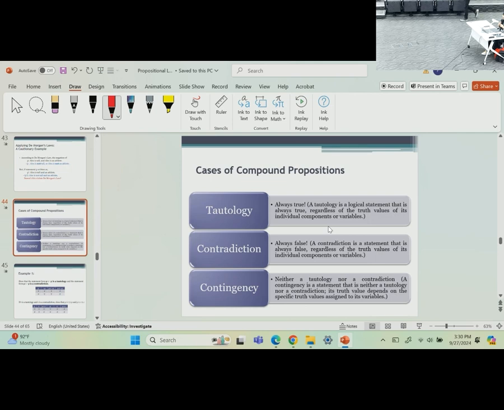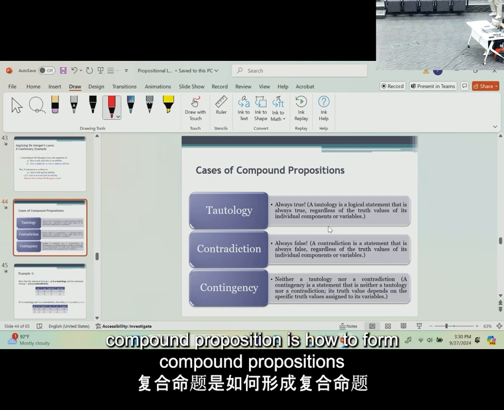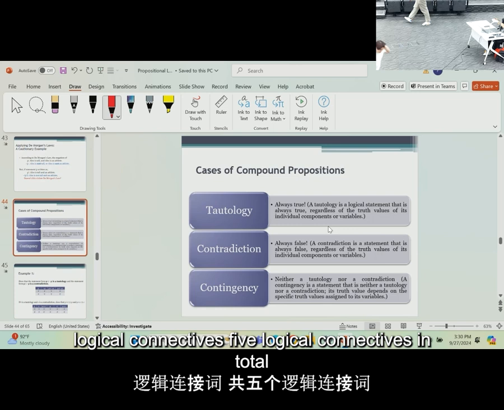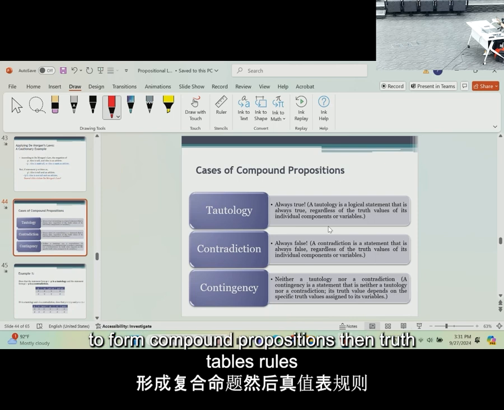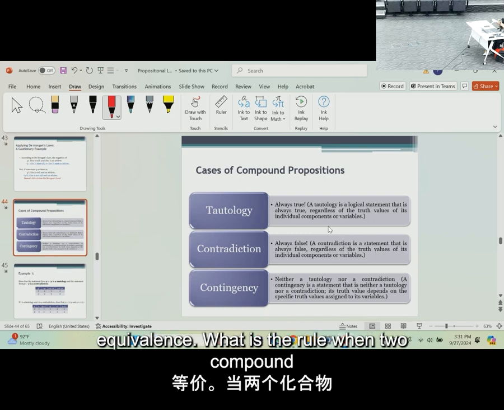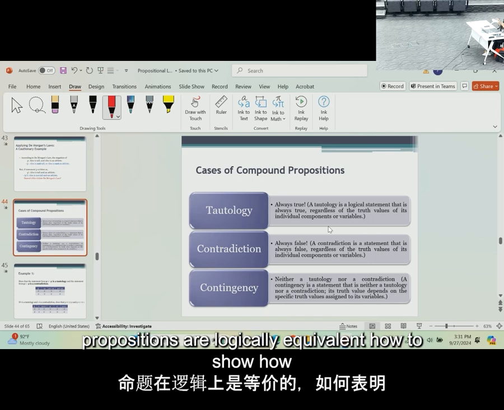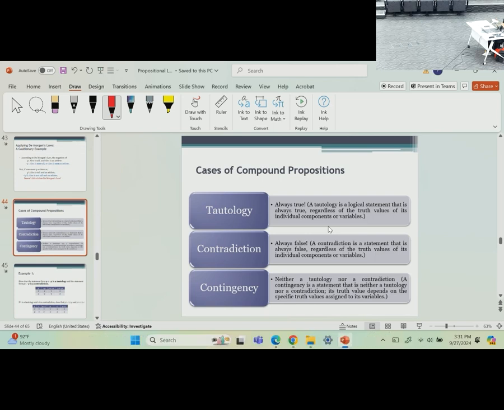Okay, let's resume. To recap, we have covered what a proposition is, what a compound proposition is, how to form compound propositions, and logical connectives, 5 in total. Out of those, 4 are used to combine propositions to form compound propositions. Then truth tables, rules associated with each logical connective, and then logical equivalence. What is the rule when two compound propositions are logically equivalent? How to show, how to find out, and how to verify, okay, using the truth table.